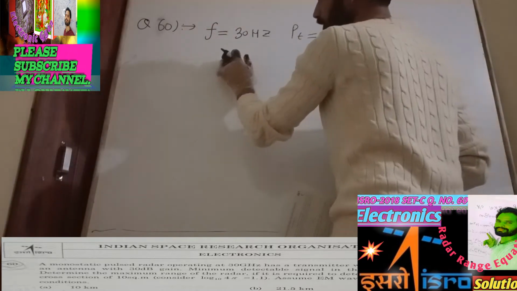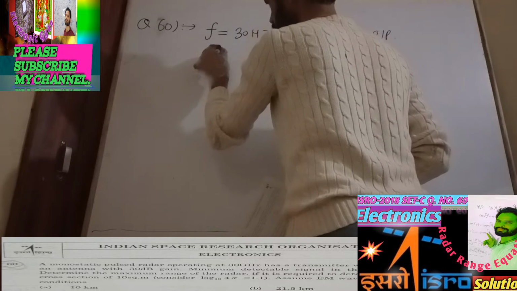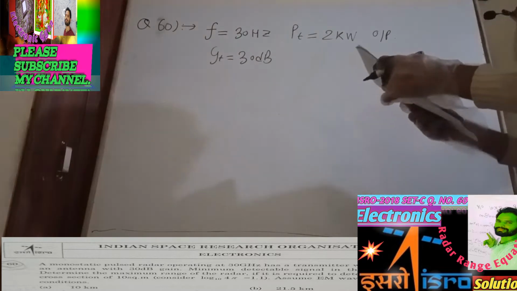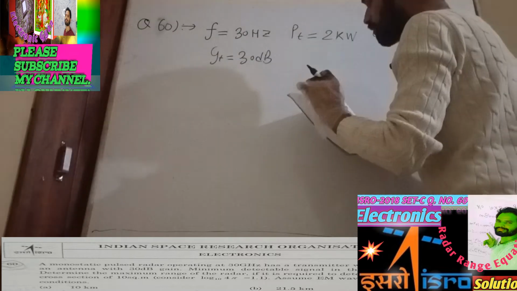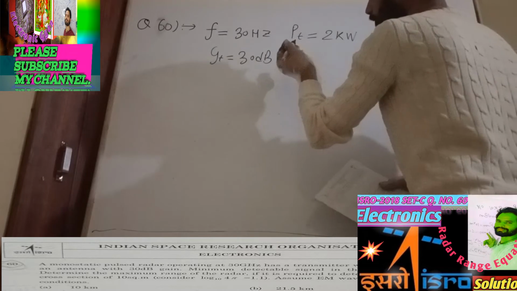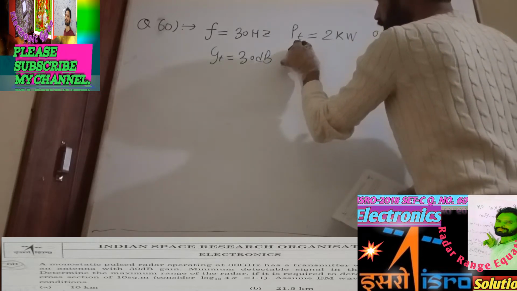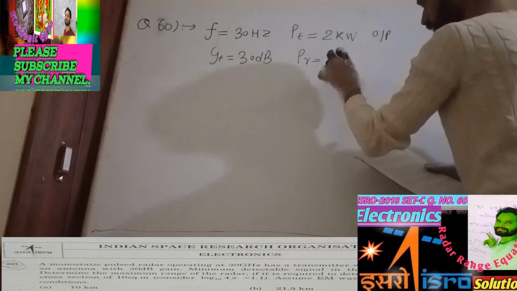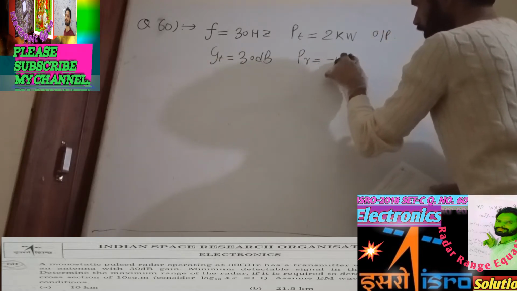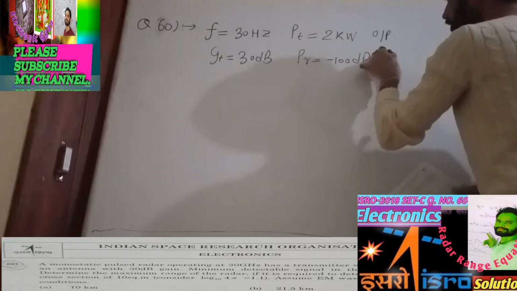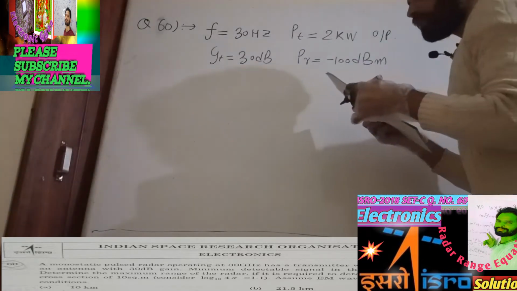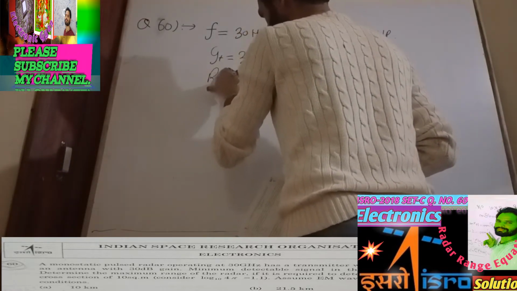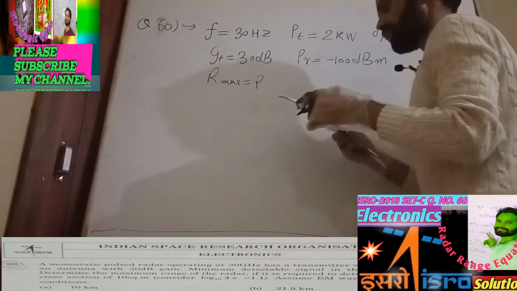This transmitting antenna has a gain of 30 dB. The minimum detectable signal in the receiver, that is the minimum detectable received signal, is minus 100 dBm. Now determine the maximum range of the radar. What is the maximum range of the radar?